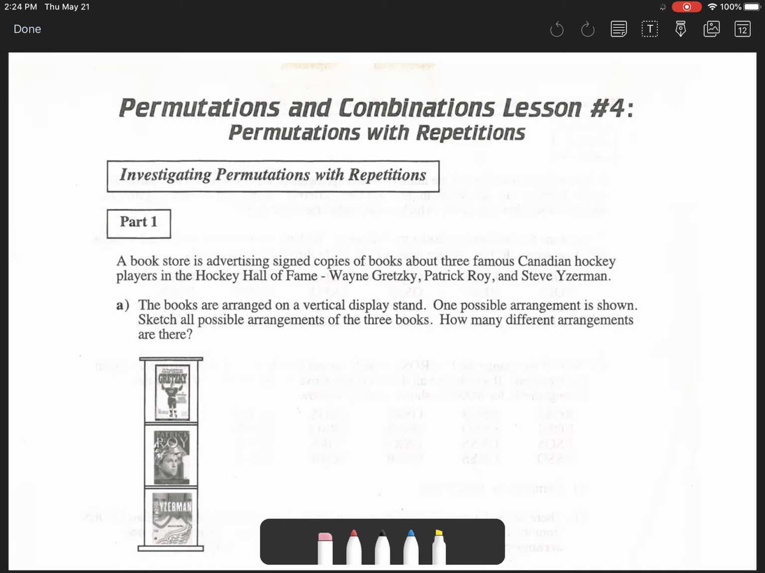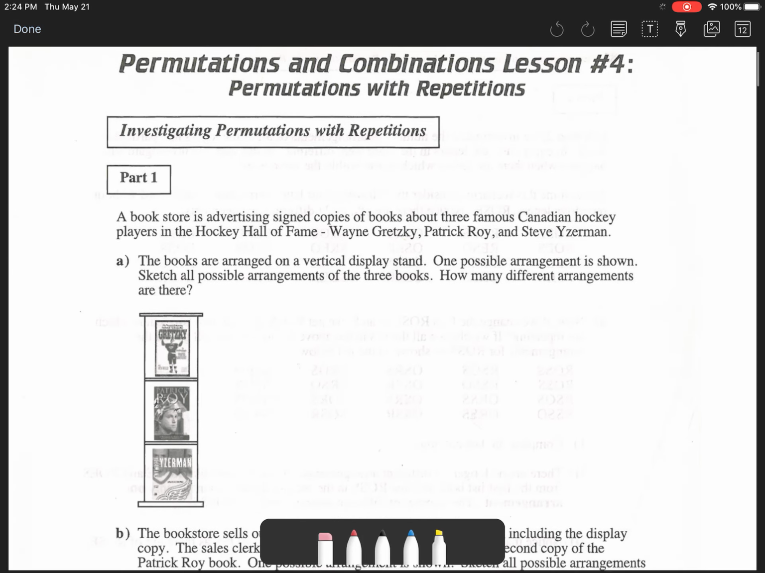Okay, so just jumping into some questions, I will refer to these repetitions and you'll see them as we read through the examples, and I will show you how to deal with those calculations.